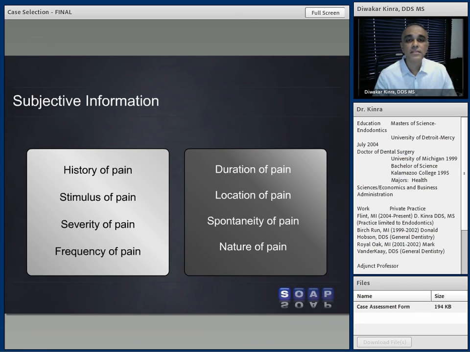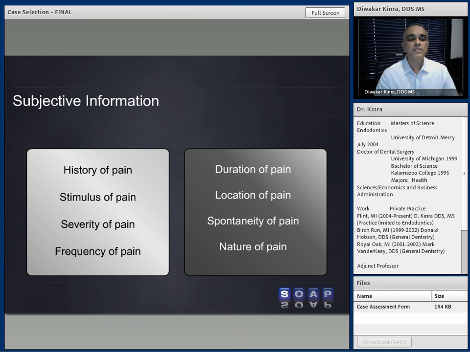Then, stimulus of pain. This is extremely important. What brings on your discomfort? And this is important because this tells you then, again, what comparative tests we need to do. So if they say it's pain to cold, pain to hot, then what do we need to do? We need to reproduce that patient's chief complaint by introducing cold and hot. If they say it's pain to biting or chewing, we need to, again, reproduce that chief complaint.